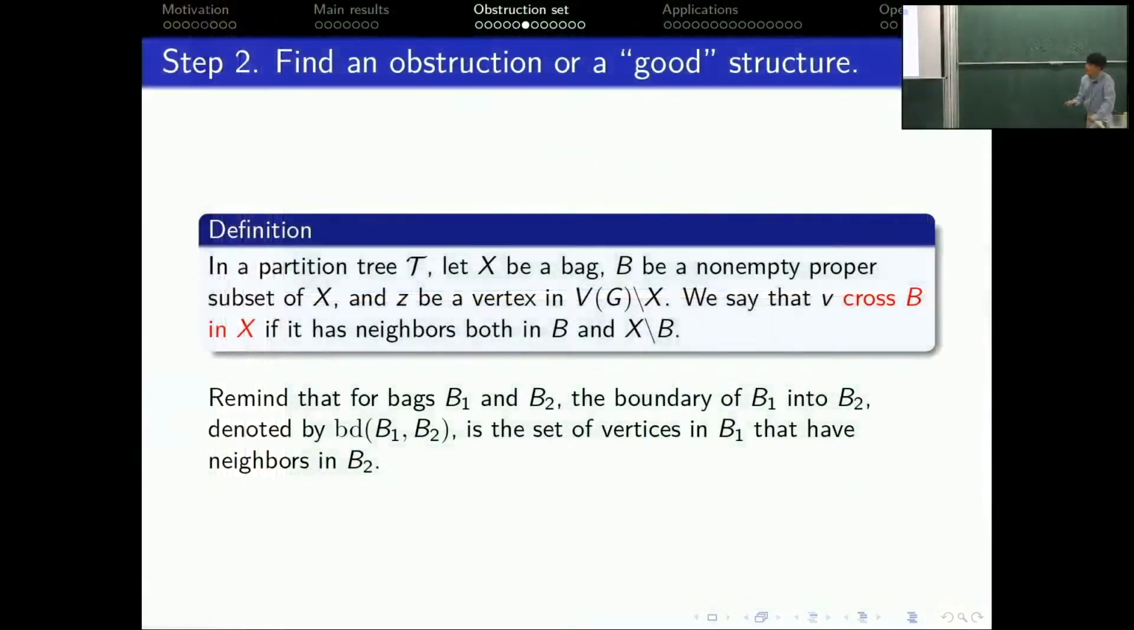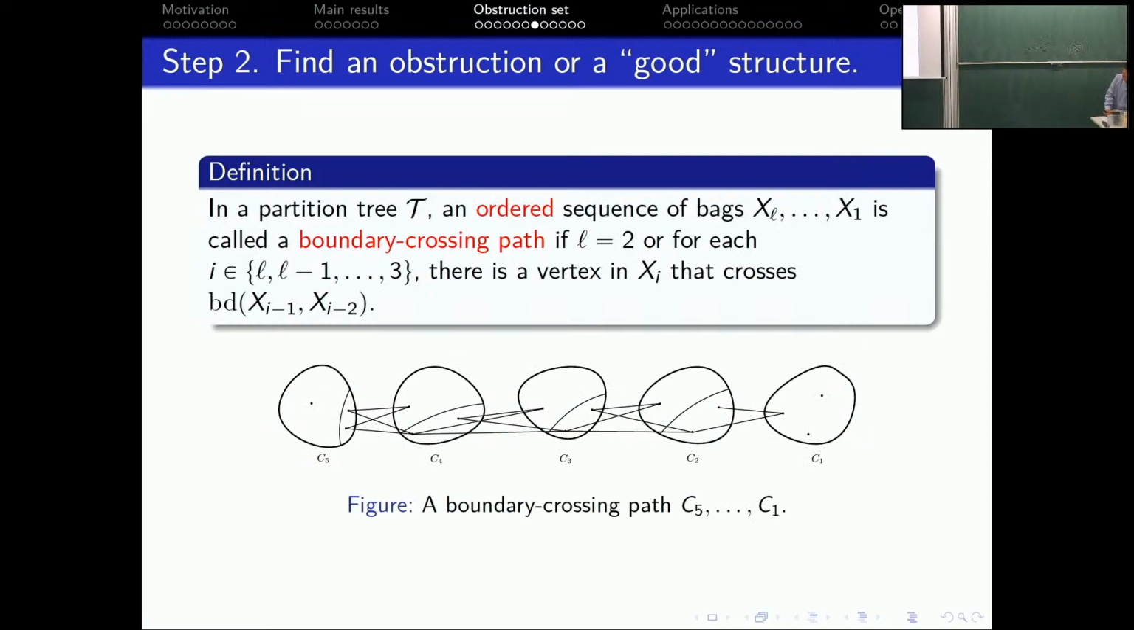And remind that for bags B1 and B2, the boundary of B1 into B2, denoted by BD(B1, B2), is the set of vertices in B1 that have neighbors in B2. Okay. Then in a partition tree, an ordered sequence of bags XL to X1 is called a boundary crossing path if either L is equal to 2, or for each i from L to 3, there is a vertex in Xi that crosses this boundary.